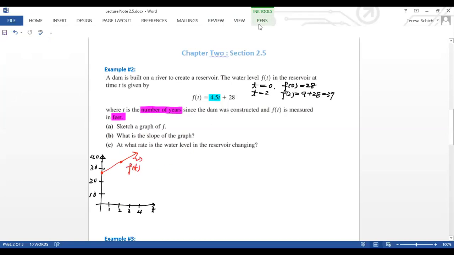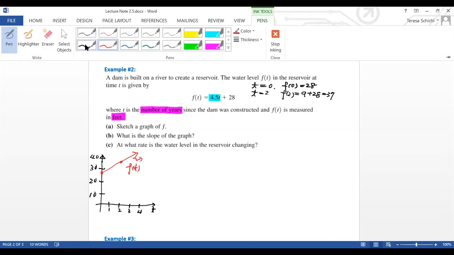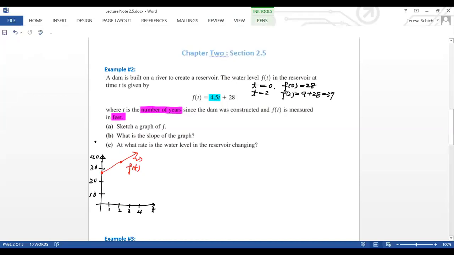Okay, and then the next thing here, they say, what is the slope of it? Well, we know this is mx plus b. So what is the slope here? It is 4.5.